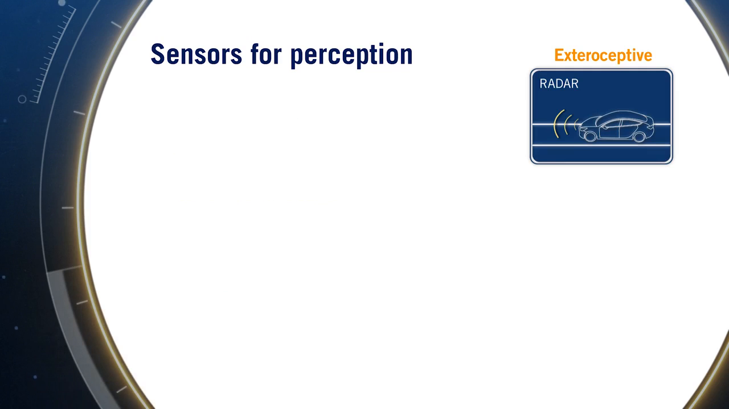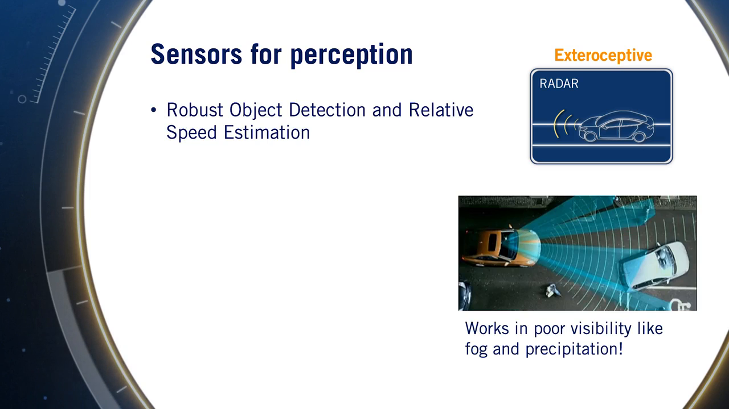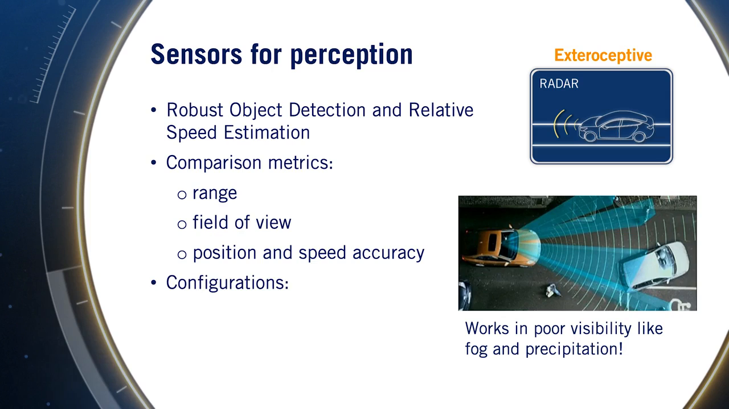Our next sensor is radar, which stands for radio detection and ranging. Radar sensors have been around longer than LiDAR and robustly detect large objects in the environment. They are particularly useful in adverse weather as they are mostly unaffected by precipitation. Let's discuss some of the comparison metrics for selecting radar. Radar are selected based on detection range, field of view, and the position and speed measurement accuracy. Radar are also typically available as either having a wide angular field of view but short range, or having a narrow field of view but a longer range.